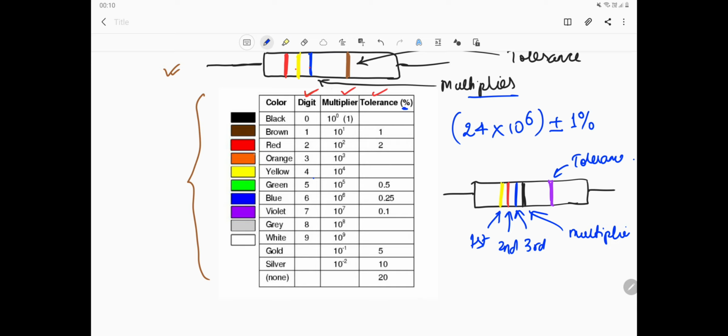So the first digit is yellow, so yellow is 4. The second digit is red, so red is 2. The third digit is blue, and blue, we can see here, is 6. Then the multiplier is black, so we can see that multiplier black is 10 to the power 0, so this is 1 only, so I'll write here 10 to the power 0. And this plus minus, so this is purple, violet, sorry, purple or violet I can take, say this is 0.1, this is 0.1%. So this is the resistance of this resistor.